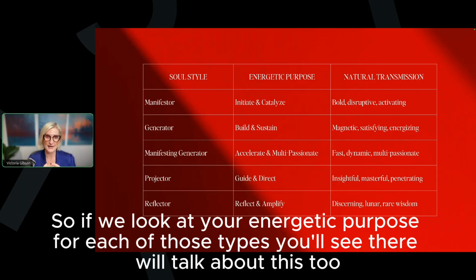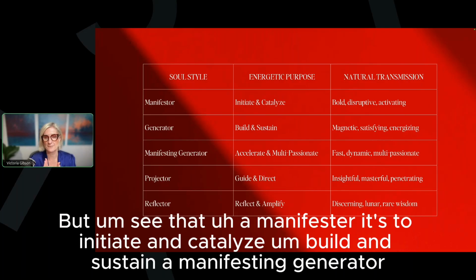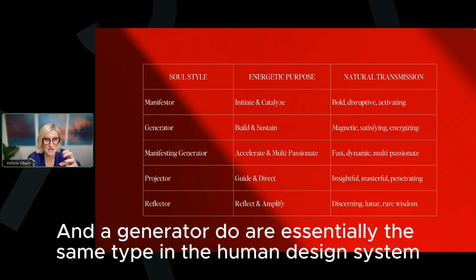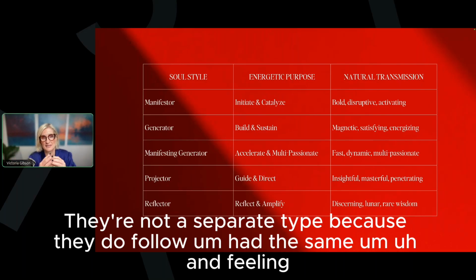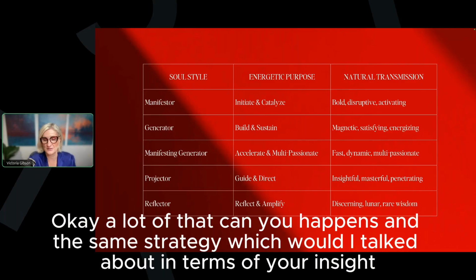So if we look at your energetic purpose for each of those types, you'll see there, and we'll talk about this too, that the manifestor's is to initiate and catalyze, build and sustain. A manifesting generator and a generator are essentially the same type in the human design system. One is just designed to be a little bit faster, and they're more of a hybrid between the manifestor and the generator. They're not a separate type because they have the same strategy.